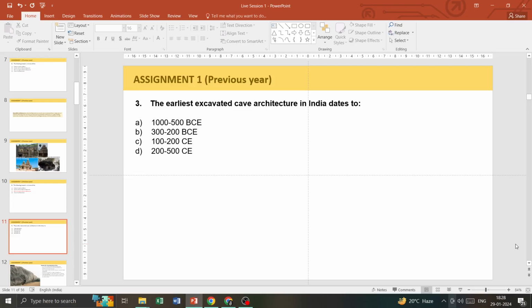So when we say 200 to 300 BC, we mean 200 to 300 years before that point 0 that we are considering now, and 100 or 200 CE means 100 or 200 years after the 0 that we are considering now.